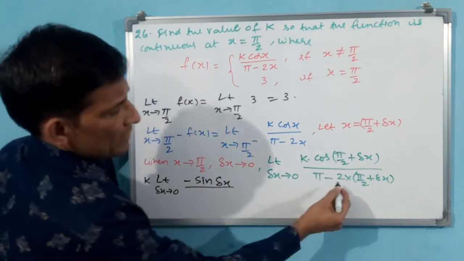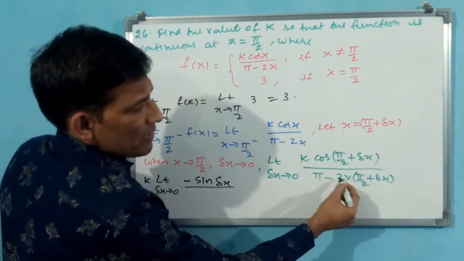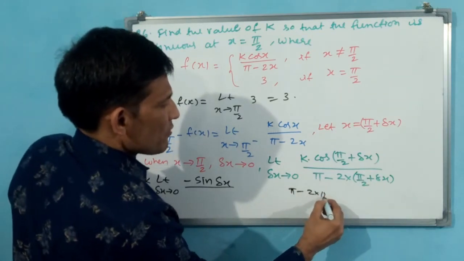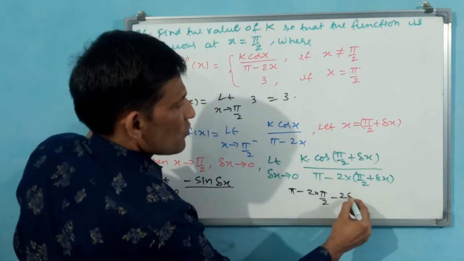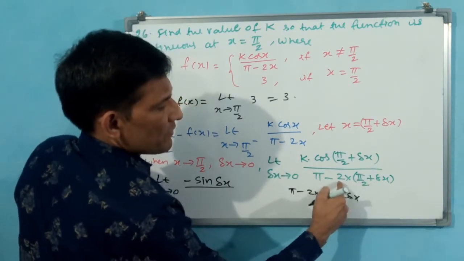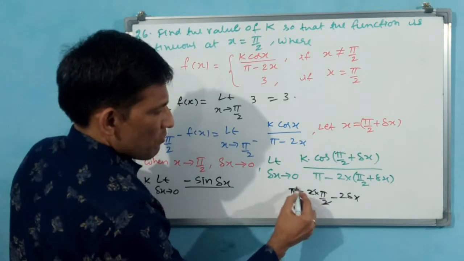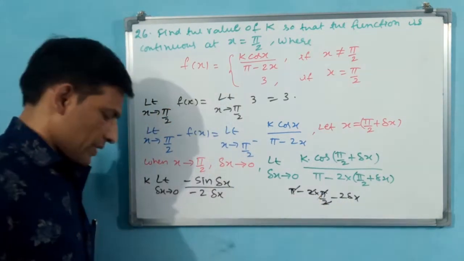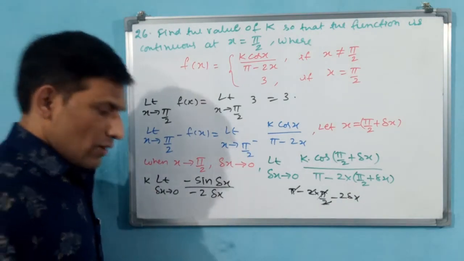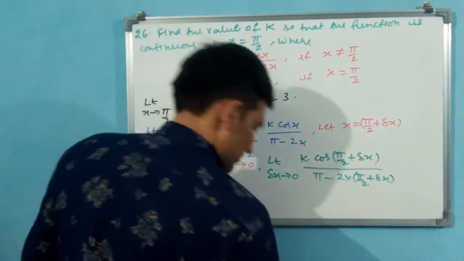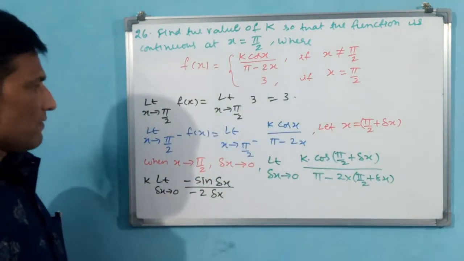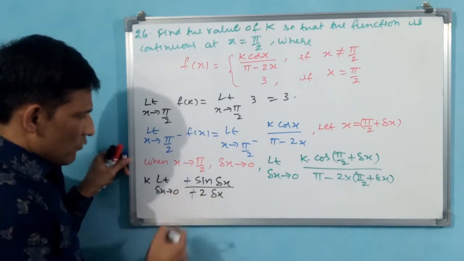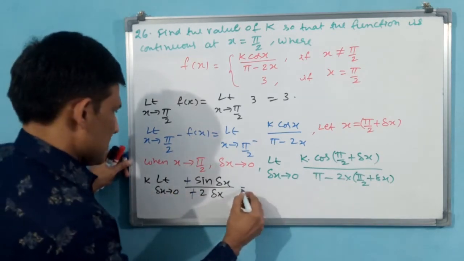Now you see here what is happening. Pi minus 2 into pi by 2 plus delta x. If you send 2 inside, minus 2, 2. Pi minus pi going to get cancelled. Minus 2 delta x. Minus 2 delta x. Okay. Now you proceed further. If minus 2 delta x is there, then you see here, minus minus I am going to deduct. 2 I am sending outside.